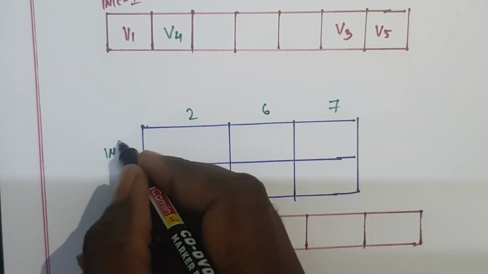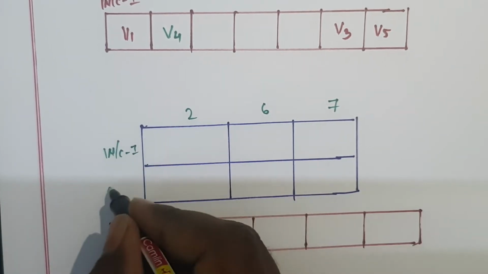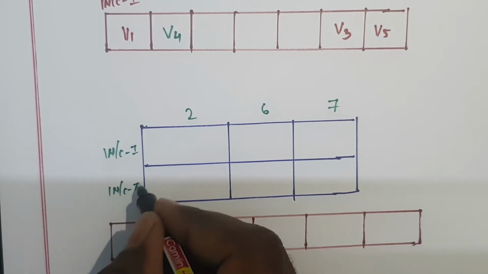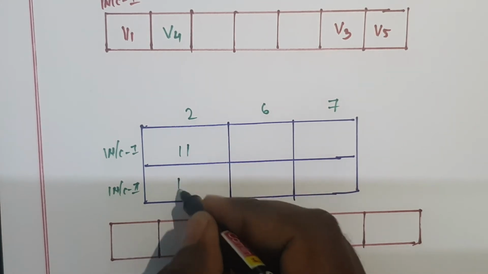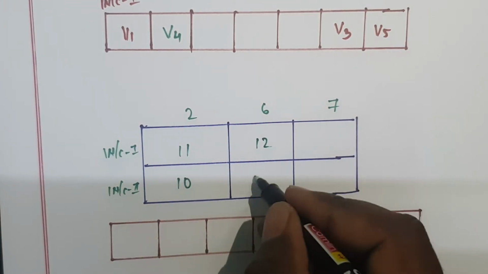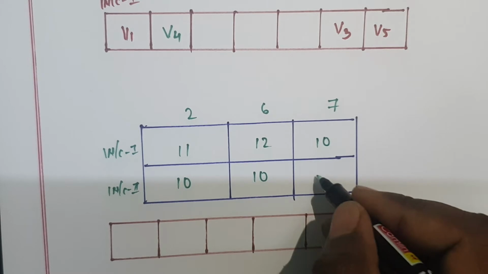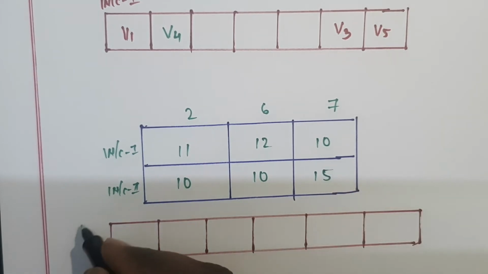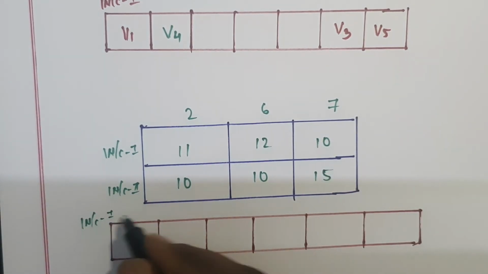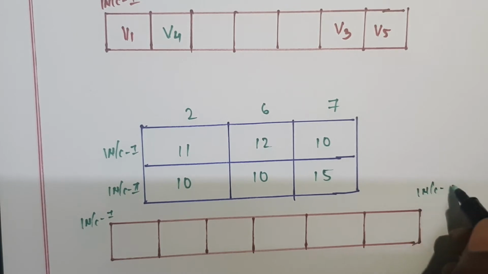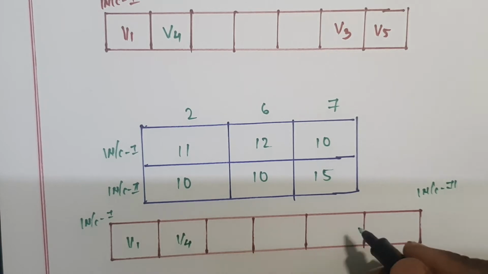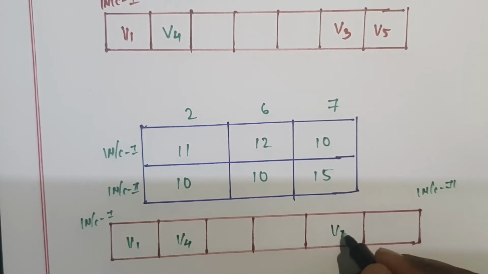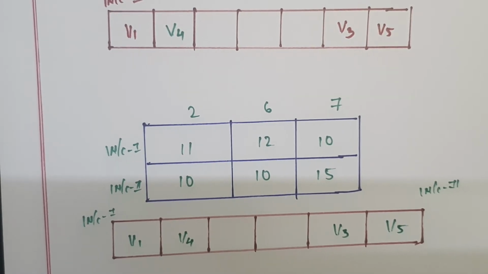This one is known as WC1 and this one is known as WC2. Here what is the number? 11, 10, 12, 10, 10 and 15. This one is known as WC1 and this one is known as WC2. So, here what is the value? V1, V4, V3 and V5.